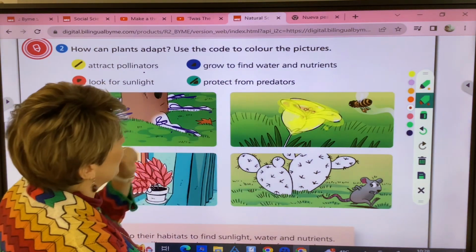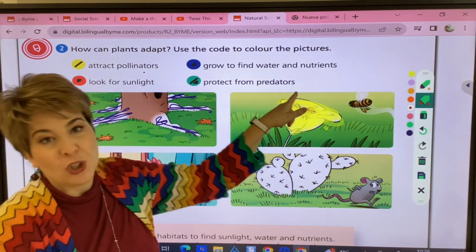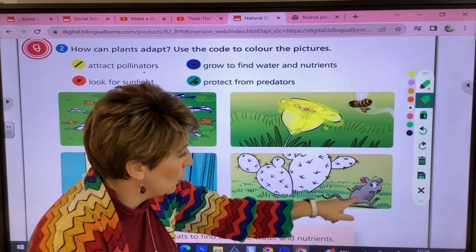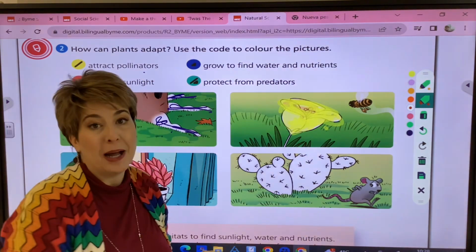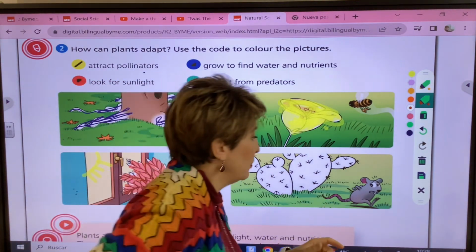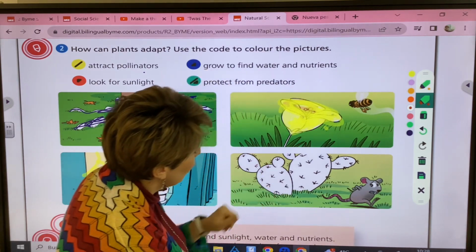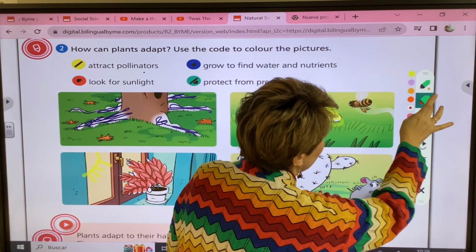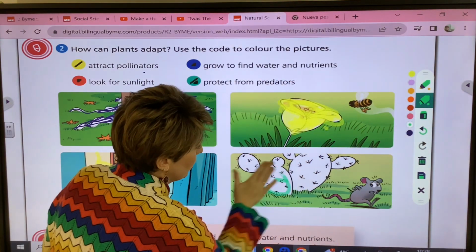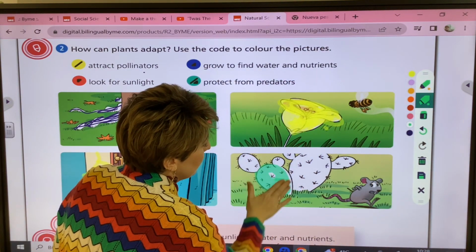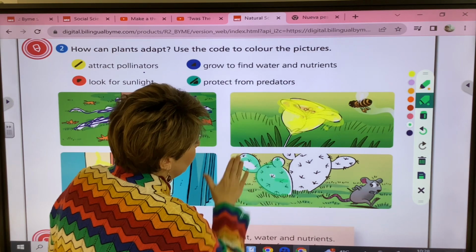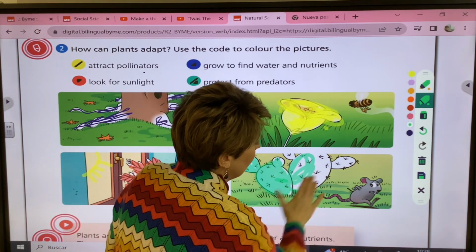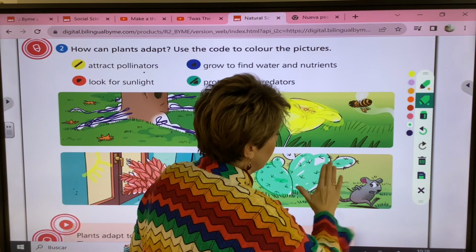And then look at this one, it's going to protect from predators. Look at the mouse, poor mouse, he got a spine on his butt. Okay, look, this is color green, and we are going to color this green because the cacti are going to protect from predators.